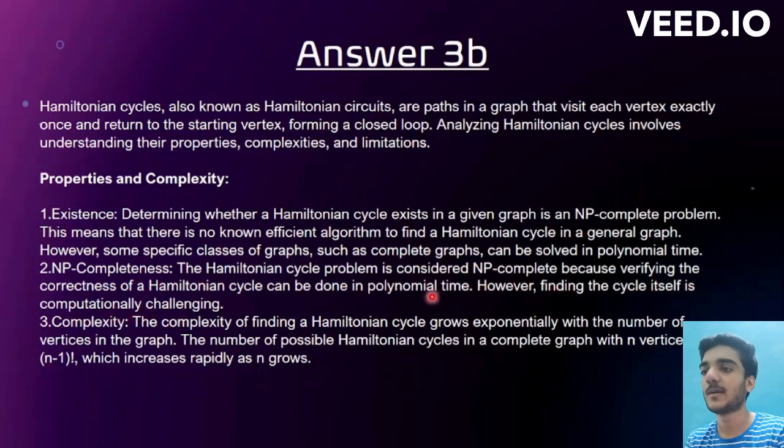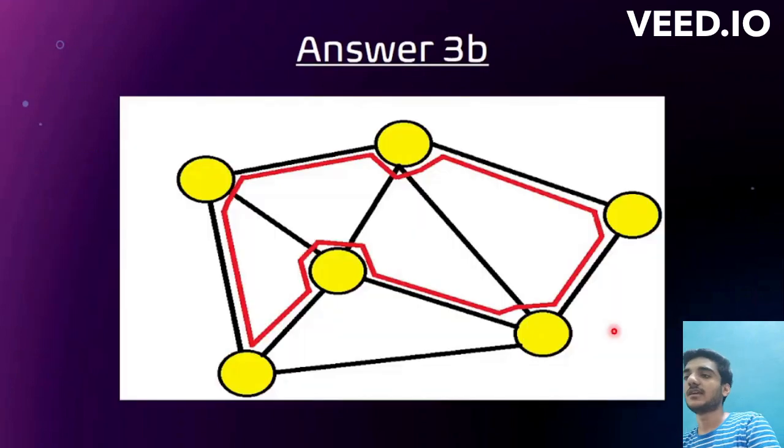Complexity. The complexity of finding a Hamiltonian cycle grows exponentially with the number of vertices in the graph. The number of possible Hamiltonian cycles in a graph with n vertices is (n-1)!, which increases rapidly as n grows. Here is the diagram where all the nodes are connected to each other and traversed exactly once.